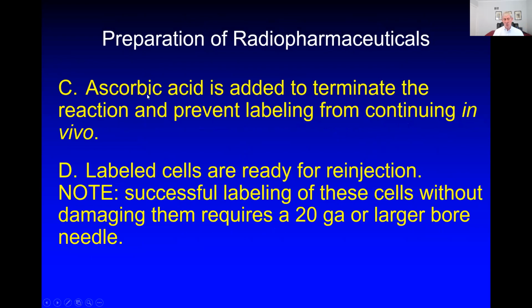Some people add ascorbic acid, that's vitamin C. That terminates the reaction and prevents the labeling from going on in the body.